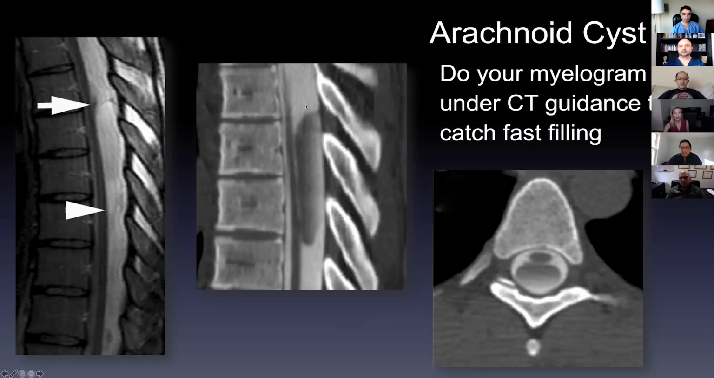So same thing, sagittal image, myelogram: you inject contrast, and can do this right on the CT table so you can image immediately. Arachnoid cysts, even though they're walled off, will often fill with contrast, but they will fill at a differential rate. So if you catch it quickly, as in this case, you can see it's already starting to fill, but we can see the difference from what's around it. We know there is a mass behind the spinal cord pushing it forward. And that's your tip: do your myelogram under CT to catch that fast filling on some of these arachnoid cysts.